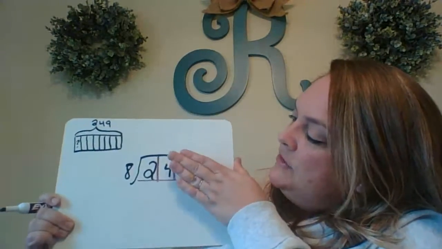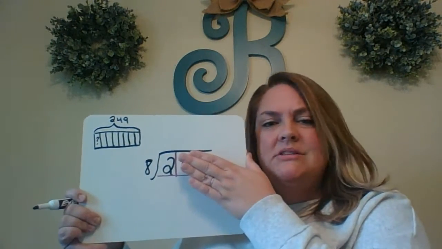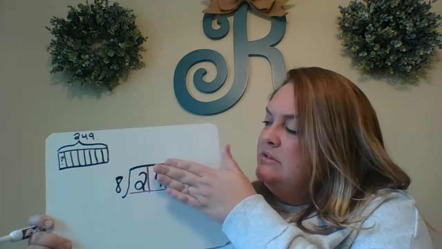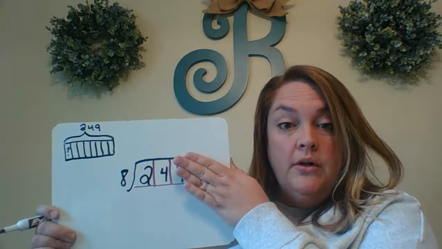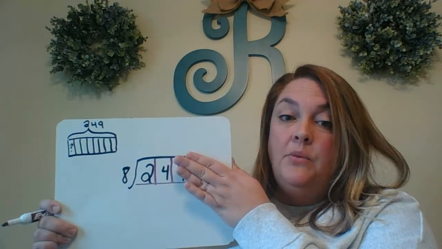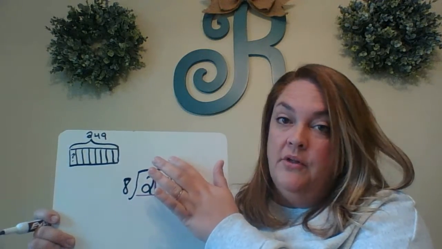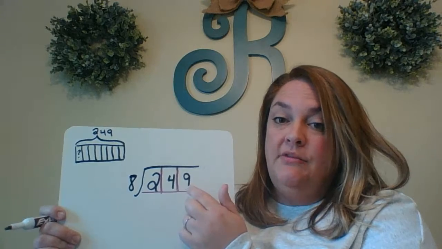I'm going to cover this up, and I have 2 divided by 8. Right away, I know that I can't do this. This isn't possible because the 2 is less than the 8. So what I'm going to do is I'm just going to slide my hand over and uncover one more number. So we're looking at 24. Now, when we divide 24 by 8, what we need to make sure we do is that we put the answer right above the 4 in 24, not above the 2, because we're not dividing into 2. We're taking 8 into 24.